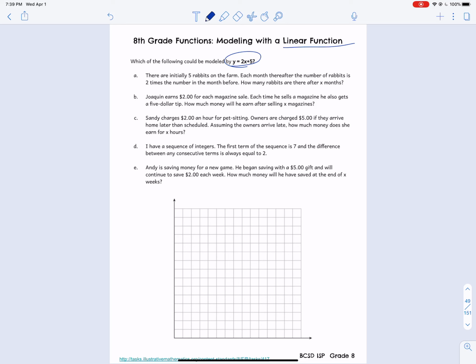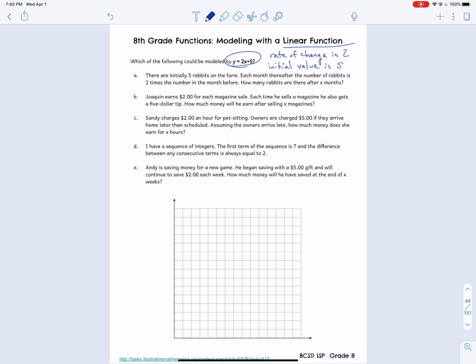All right, so remember, 2, the number in front of x, is the slope or the rate of change. So the rate of change is 2. We don't know 2 what, that's dependent on the context of these different situations. And then the y-intercept, the b, is 5, or we also call that the initial value, and that's 5. Okay, so that'll help us to match up the correct descriptions.